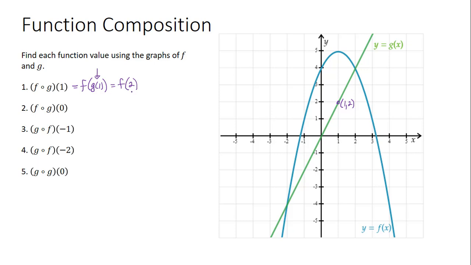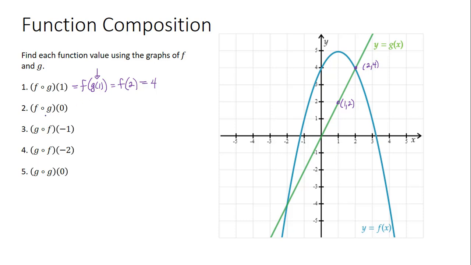So f of 2 means now our input value, or x value, is 2, and we need to find the y value of the point on the graph of f. Well, the point on the graph of f is (2, 4), so the output of the function f is 4. So f of 2 is 4. Again, we let one function's output be the input of the other function.